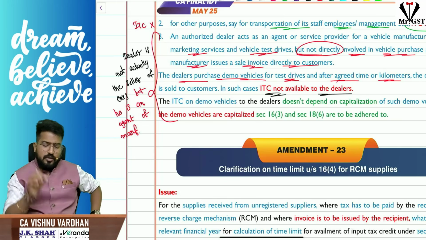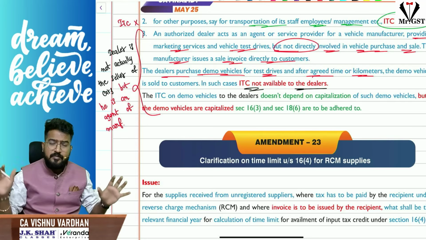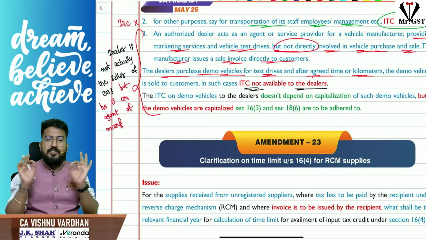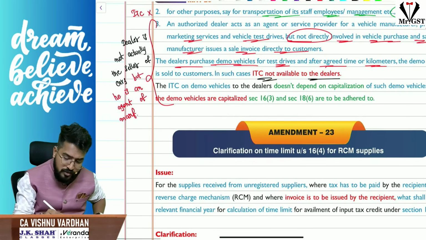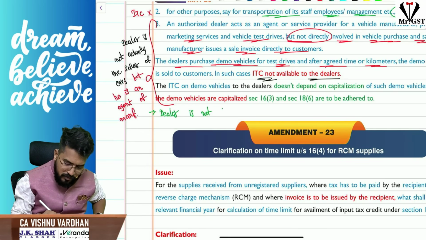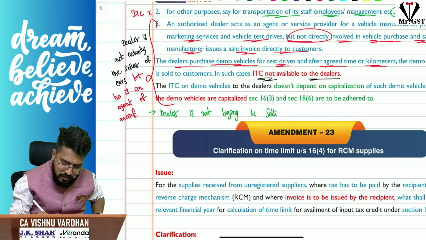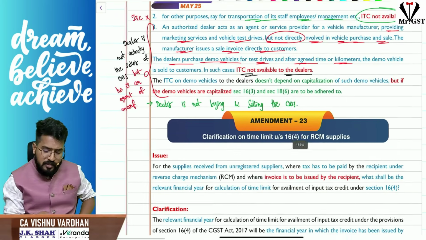Okay, so now, sir, whether this dealer is capitalizing the car or not capitalizing the car, all that stuff doesn't matter. He cannot take ITC because he is just providing service as an agent. He is not buying and selling the cars. Dealer is not buying and selling the cars. So whether he's capitalizing the car or not, all that stuff doesn't matter here.